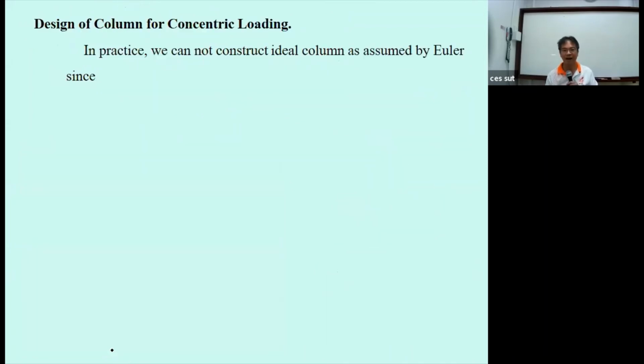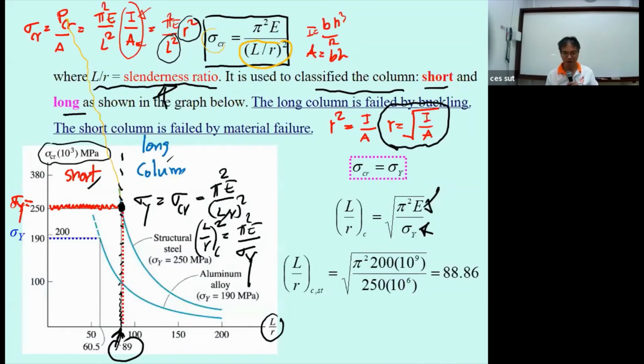Okay, and by doing this, we have the theoretical curve. Let me call this the theoretical curve for steel column. Okay, and there is the design curve.